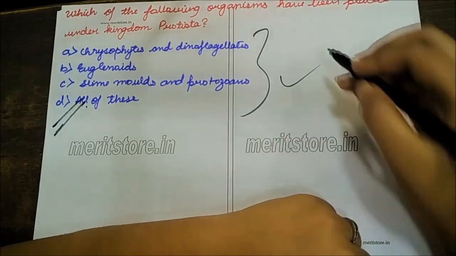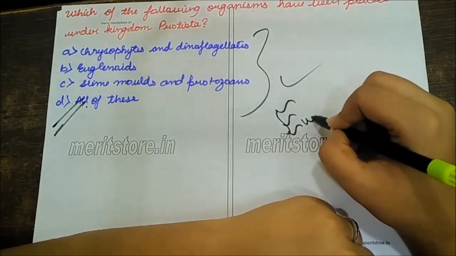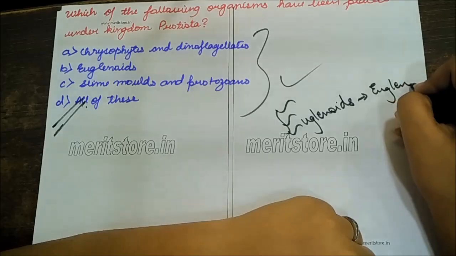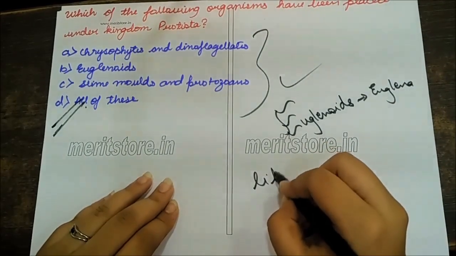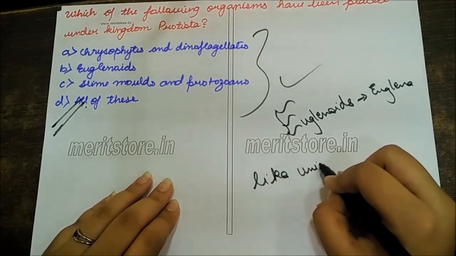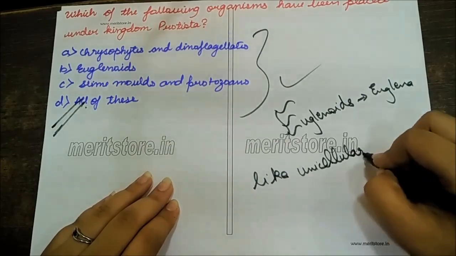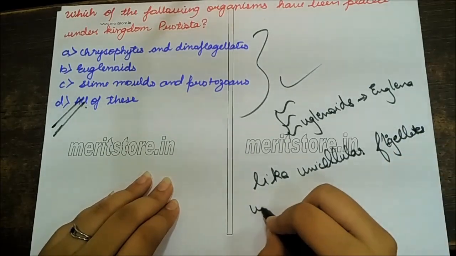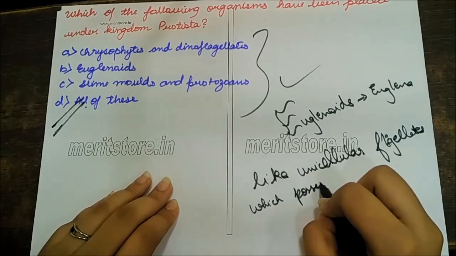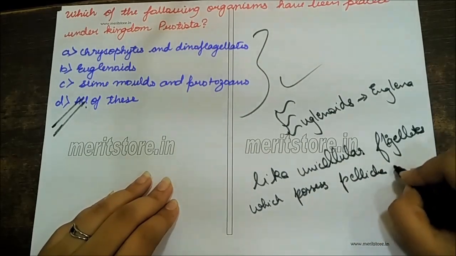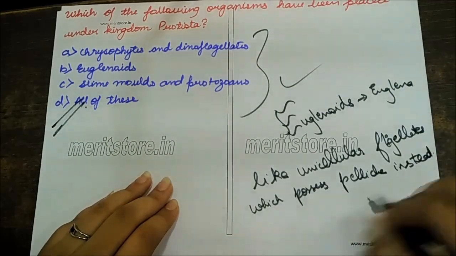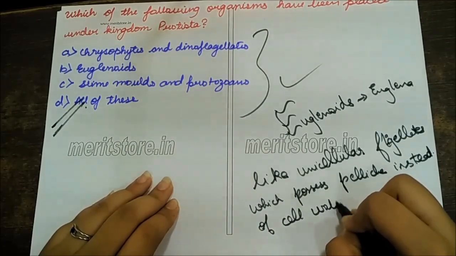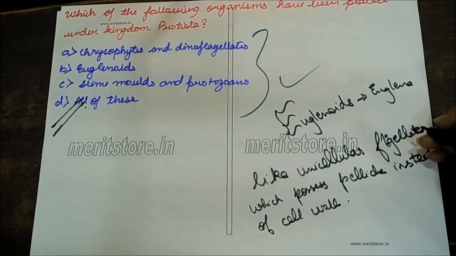Now let's know what euglenoids are. These are euglena, single unicellular flagellates which possess a pellicle instead of a cell wall. Chrysophytes include diatoms or desmids.